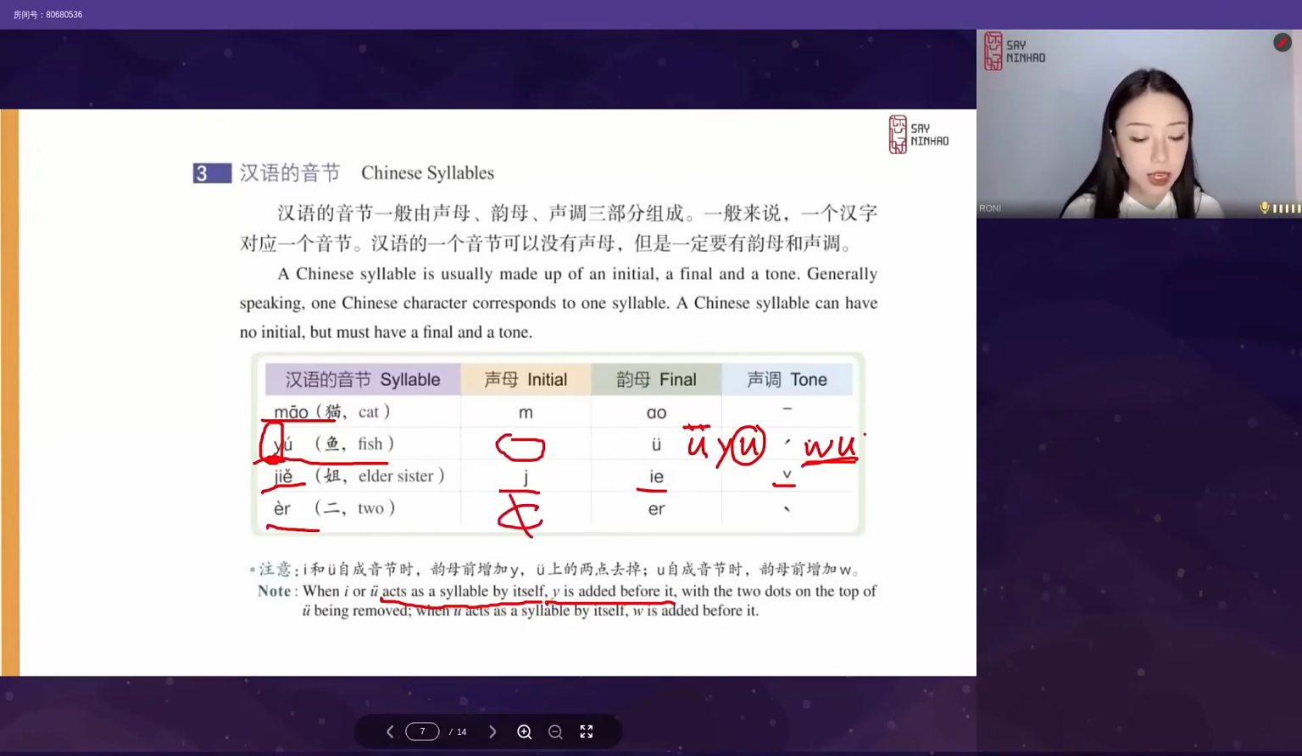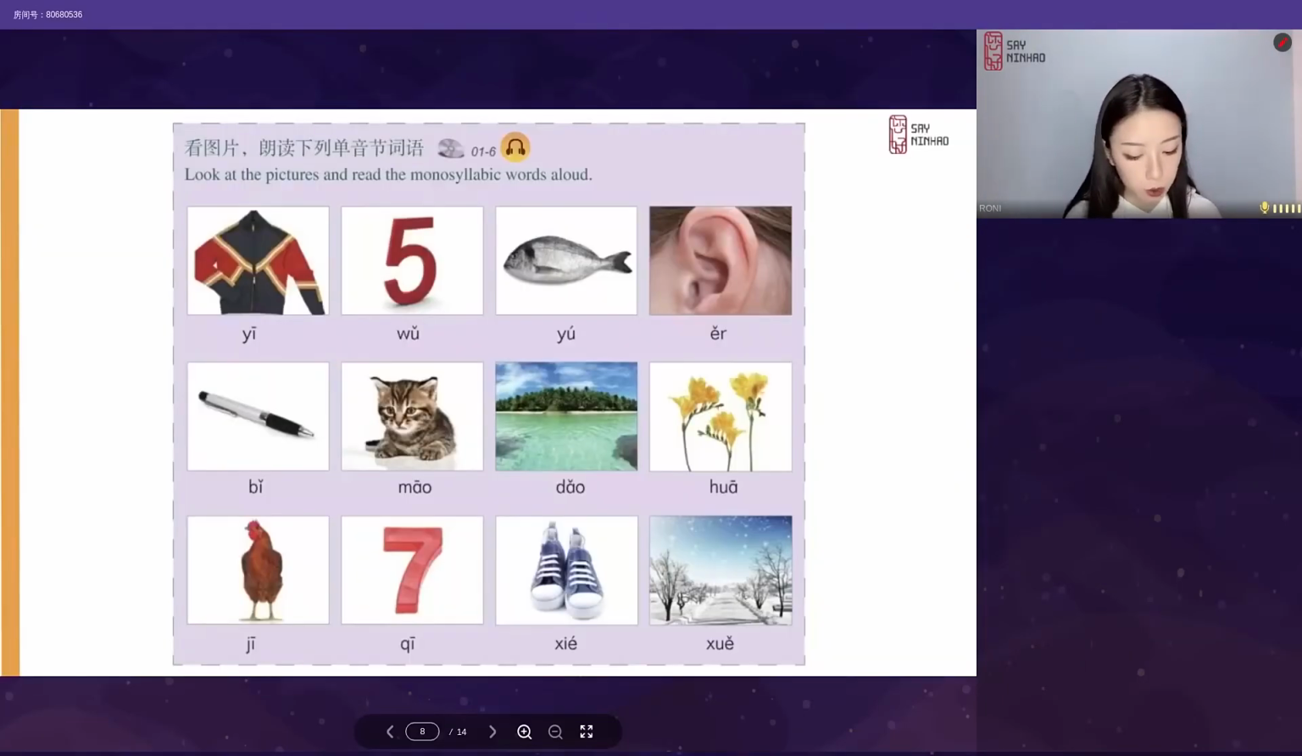The last example: we have no initial here, and the tone is fourth tone. So, it means 2 in Chinese. Now we've learned the syllables. Let's move on to the next part.